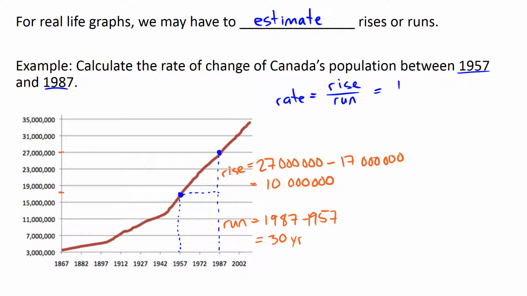So the rate is going to be 10 million divided by 30 years. Calculating that gives 333,333 people, because that's the units of the y-axis, per year. So that's the growth rate of Canada, about 300,000 people per year between 1957 and 1987.